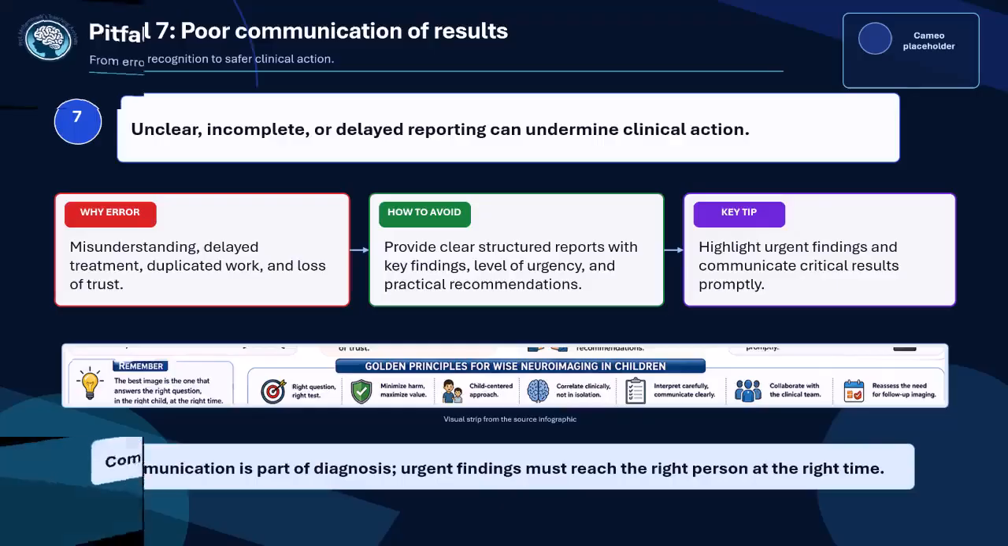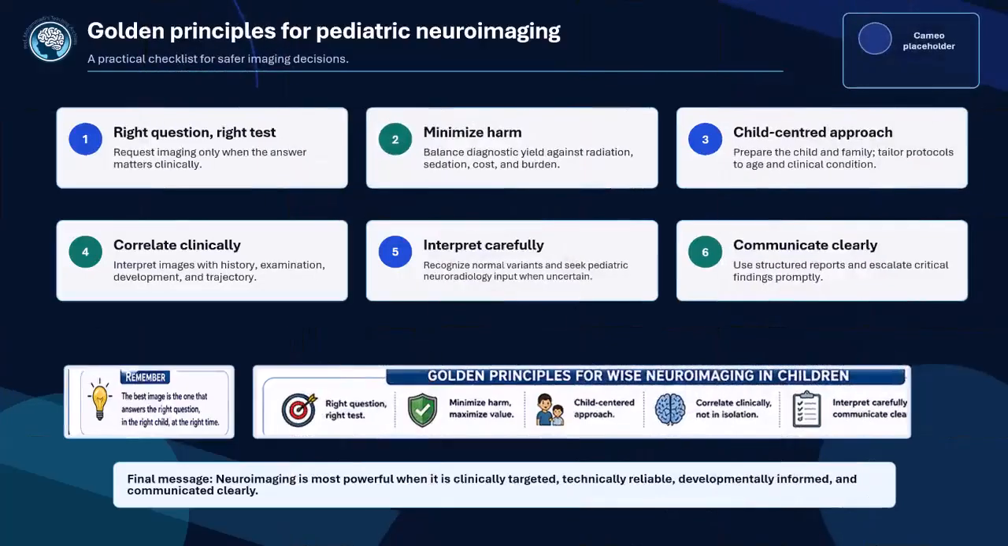To conclude, wise pediatric neuroimaging depends on several core principles. First, start with the right clinical question and request imaging only when the answer matters clinically. Second, minimize harm by balancing diagnostic yield against radiation, sedation, cost, and burden for the child and family.